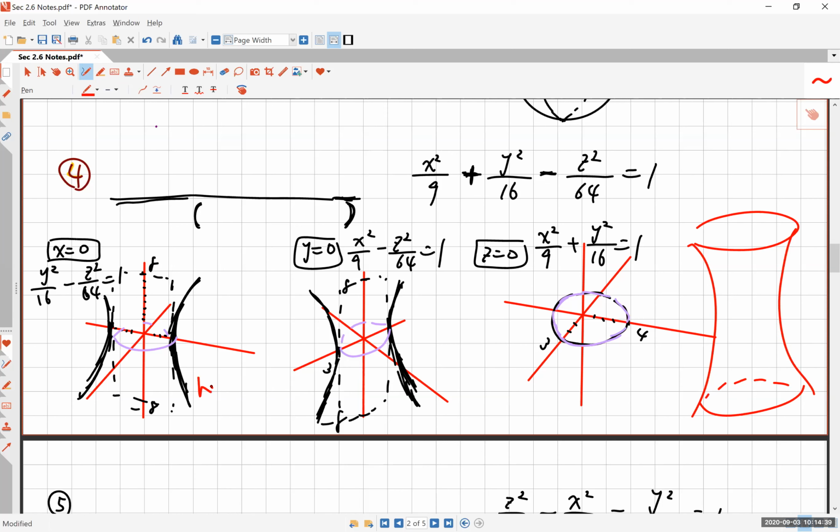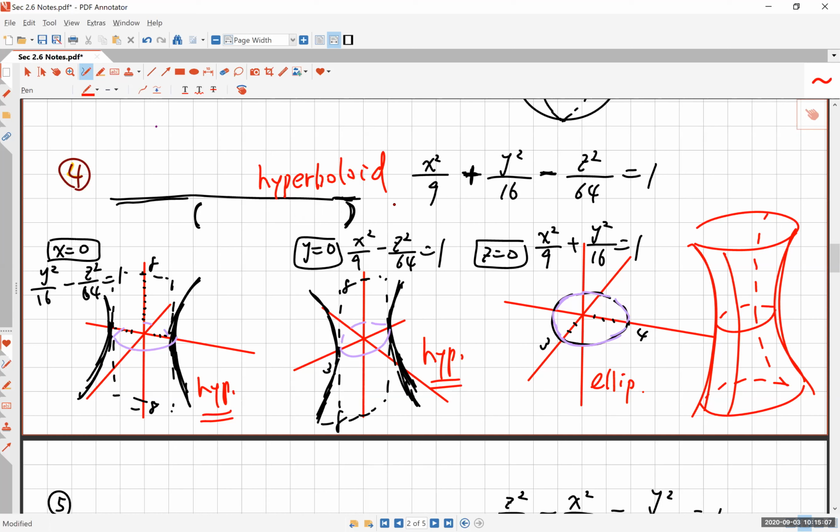Okay, now here's what's happening. You have a hyperbola, another hyperbola, and one is this, and the other, if you want to draw this, looks like this. And then the other one is an ellipse, right? And so when you have a mixture of two kinds of conics, then we name that surface based on the dominating conic. In this case, it's a hyperbola. So we will call this a hyperboloid, okay? OID, indicating it's a surface in 3-dimensional space.